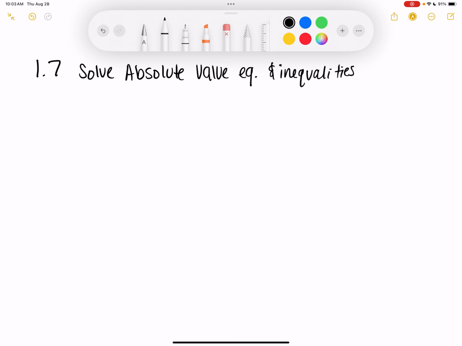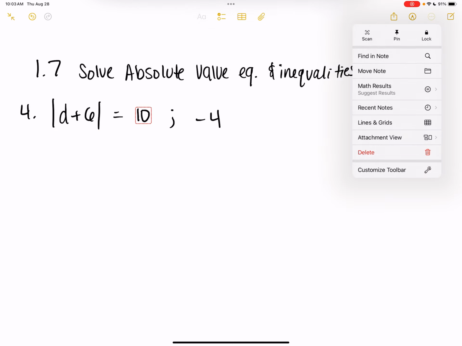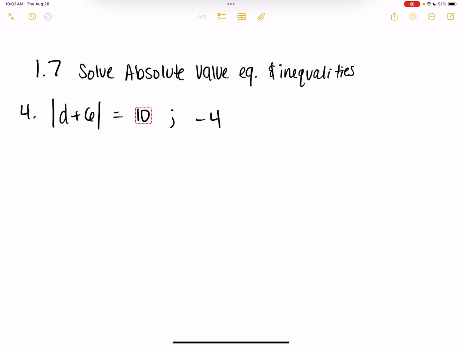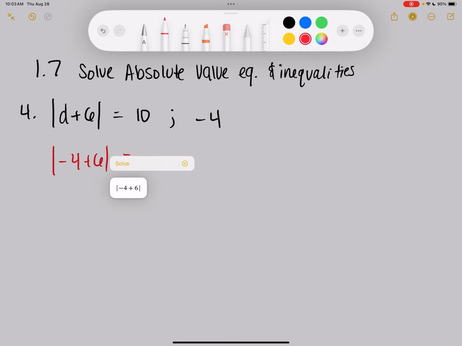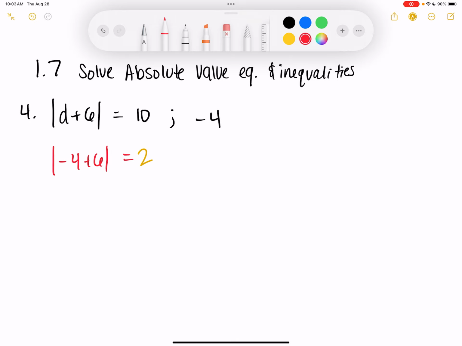All right, decide whether the given number is a solution of the equation. So 4 is the absolute value of d plus 6 is equal to 10, and the number that we're seeing if it works is negative 4. So I plug in negative 4 for d. So the absolute value of negative 4 plus 6 is equal to 2, which is not equal to 10, so it is not a solution.